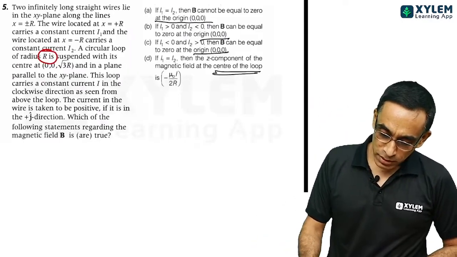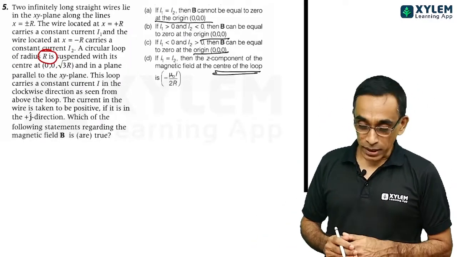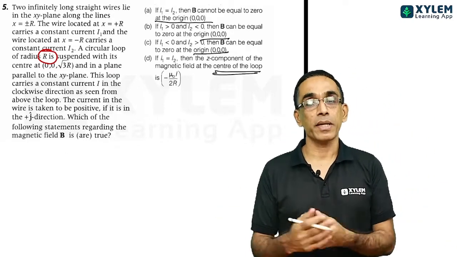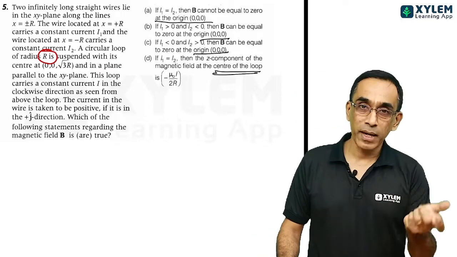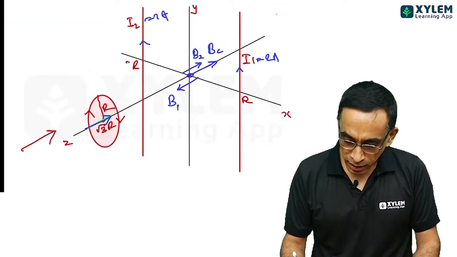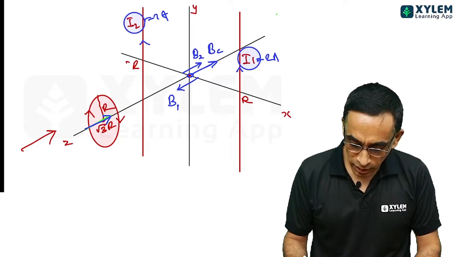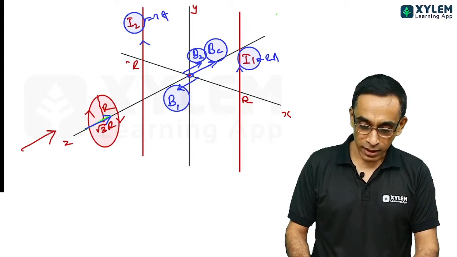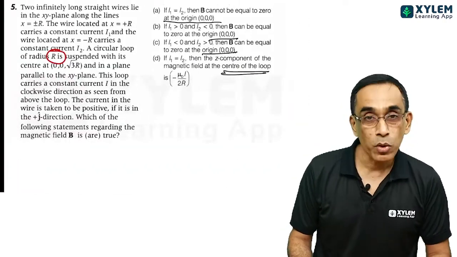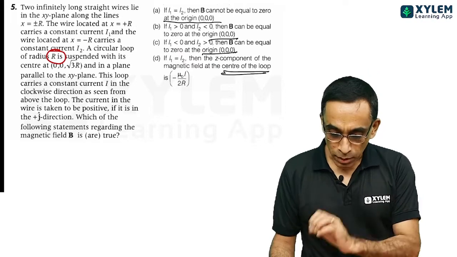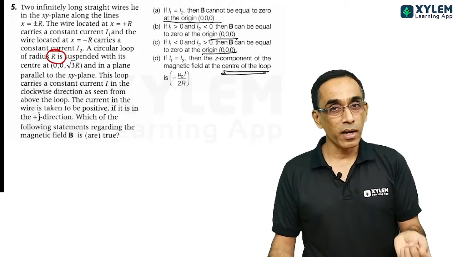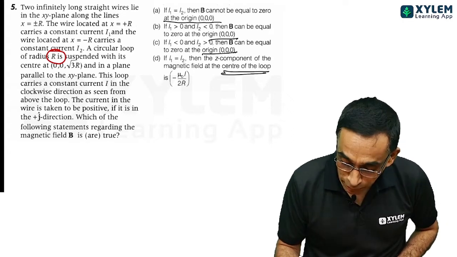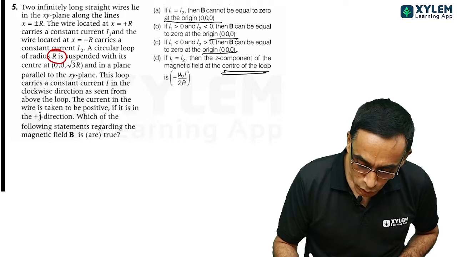Now let us go back to the options. If I1 equal to I2 എന്ന് പറഞ്ഞാൽ both are having same magnitude and the same direction. I1 I2 ഒരേ മാഗ്നിറ്റ്യൂഡ് ഒരേ ഡിറക്ഷൻ ആണെങ്കിൽ എന്താണ് സംഭവിക്കുന്നത്? If I1 equal to I2, B1 will cancel B2 but BC will not be cancelled. Clear അല്ലേ? So the field at the origin will not be 0. If I1 equal to I2 then B cannot be equal to 0 at the origin. That is going to be a correct statement.